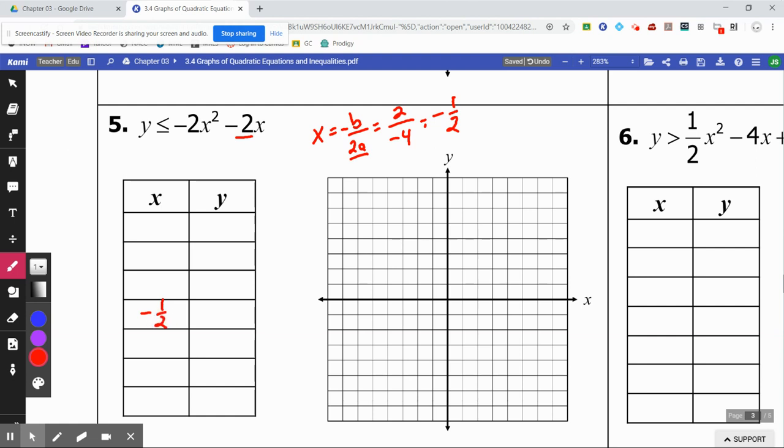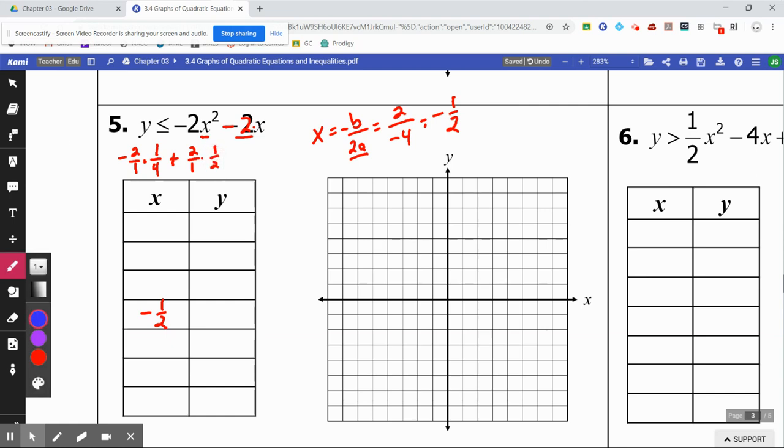We've got to plug that in, and I'll show this one as I plug it in. I've got to square it, so it gives me -2 times, when you square a fraction, again, you can just square top and bottom. When you square a negative, negative times negative is a positive. So square the top, square the bottom, gives me 1/4. Minus, well, actually, it's a -2 times a -1/2, so that'd be a plus 2 times 1/2. I'll go ahead and write it.